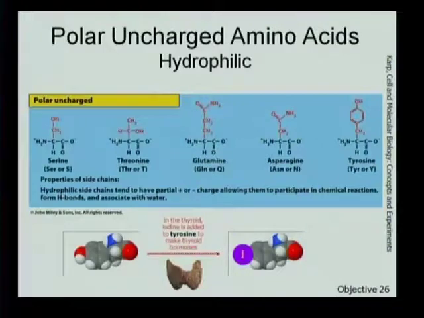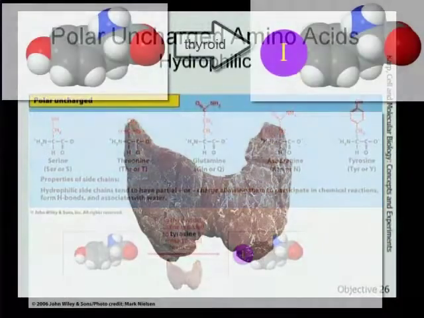Now, we have amino acids that will hang out with water, so they're hydrophilic, but they don't necessarily donate a hydrogen ion or a hydroxyl ion. Then we call these polar uncharged amino acids. So serine, threonine, glutamine, asparagine, and tyrosine are examples of these polar uncharged amino acids.